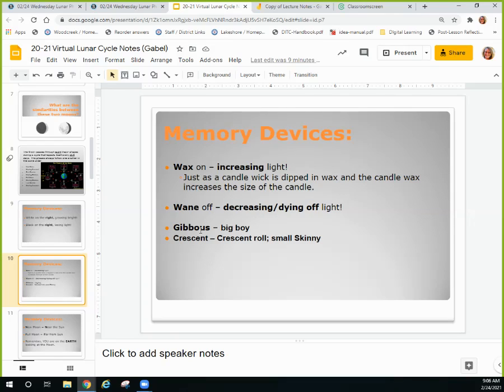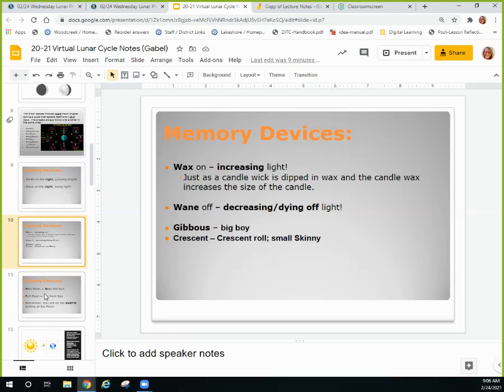And then we have gibbous, which is big boy. Gibbous has 2 B's. Big boy has 2 B's. Gibbous, big boy. Crescent, like a crescent roll. It's little and skinny. Crescents are usually smaller than biscuits or bread. It's harder to make a sandwich with those little crescent rolls that you pop out of the can.